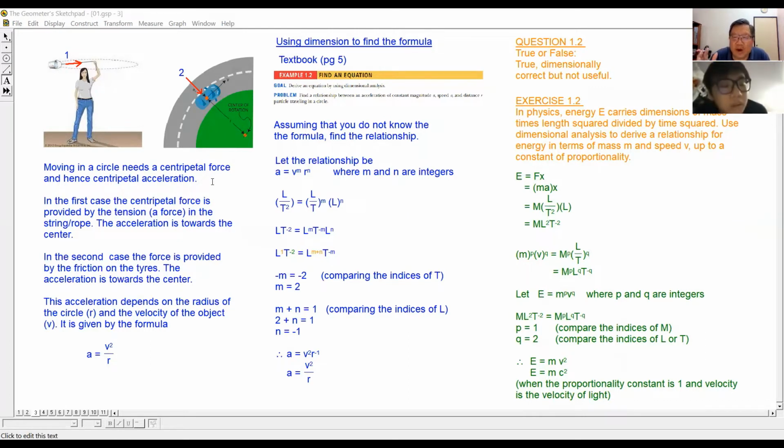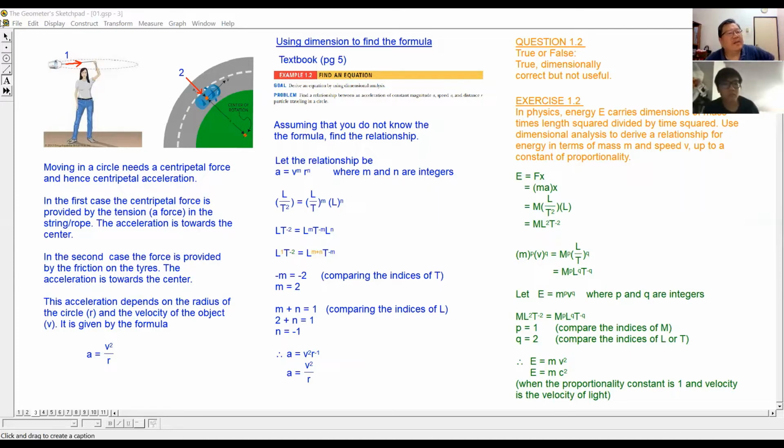When an object moves in a circle, there must be a force pushing the object towards the center of the circle. One more time: when an object moves in a circle, there must be a force pushing the object towards the center of the circle. Otherwise, it cannot move in the circle.